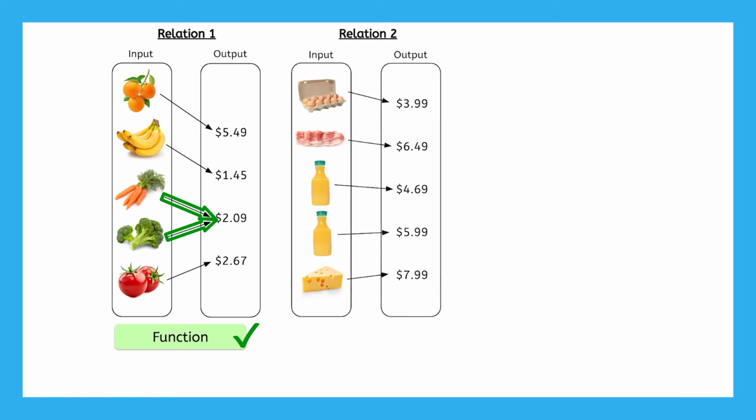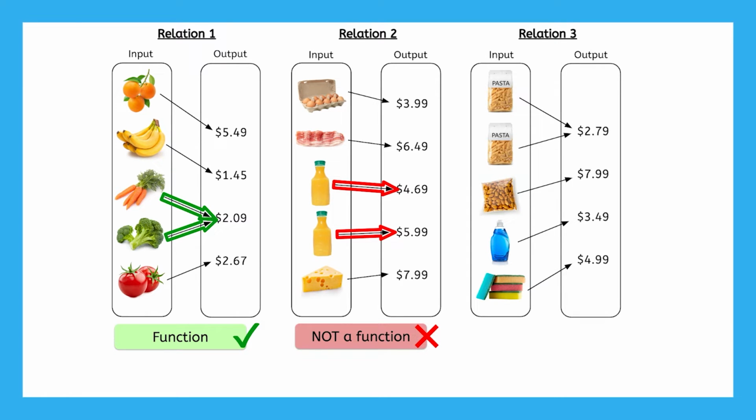The second relation is not a function, as the same input is linked to two different outputs. Two of the same items at the grocery, like these two identical bottles of orange juice, cannot ring up at two different prices. It's just not possible. And lastly, the third relation is a function, because each input links to exactly one output. Two of the same items at the grocery store, like the two identical packets of pasta, should most definitely ring up at the same price. Nice work.